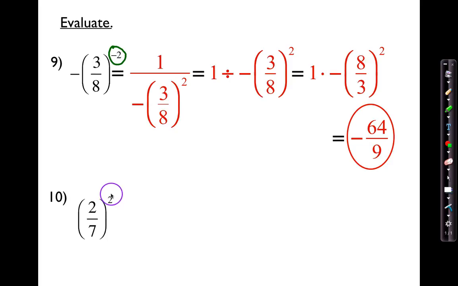Number 10, here we have a positive exponent. So I'm actually going to do repeated multiplication.